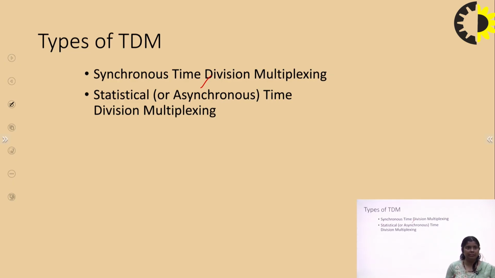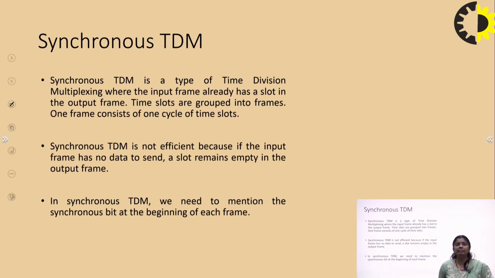Now, there are two types: synchronous and asynchronous time division multiplexing. In synchronous time division, we are statically allocating the time slots to every station, and there is also asynchronous time division multiplexing. Now, in the synchronous case, just imagine in your class, I am allocating that roll number 1 has this particular seat, roll number 2 has this particular seat, roll number 3 has this one. If roll number 1 is absent, then this seat will be vacant and no one can sit there. This is synchronous.